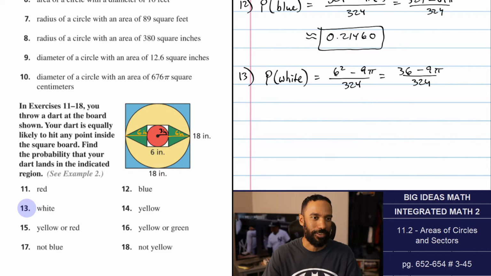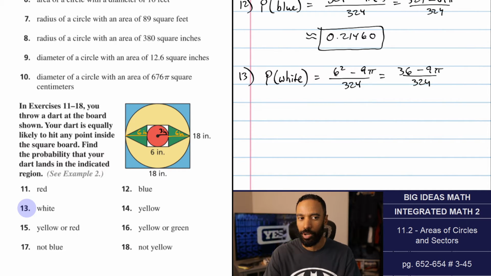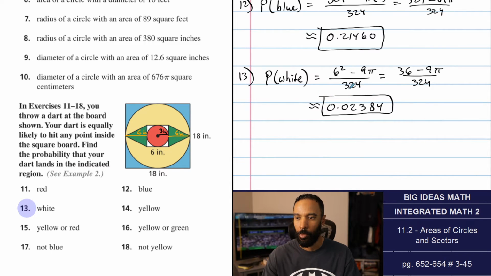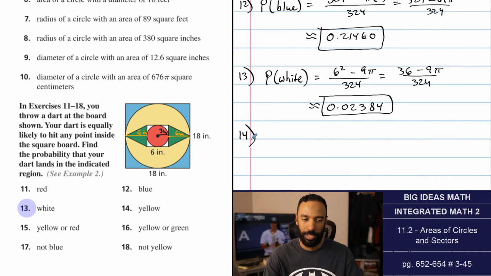But I'm going to use the calculator on that guy, so let me work that out. So 36 minus 9 pi. Remember, 36 minus 9 pi itself is just the area of the white. We divided by 324 for the probability. And we get 0.023844. 0.02384 is how I'm going to write that. Around 2.3%, very small chance. Even though everything's equally likely, I'm not going to aim for the white.